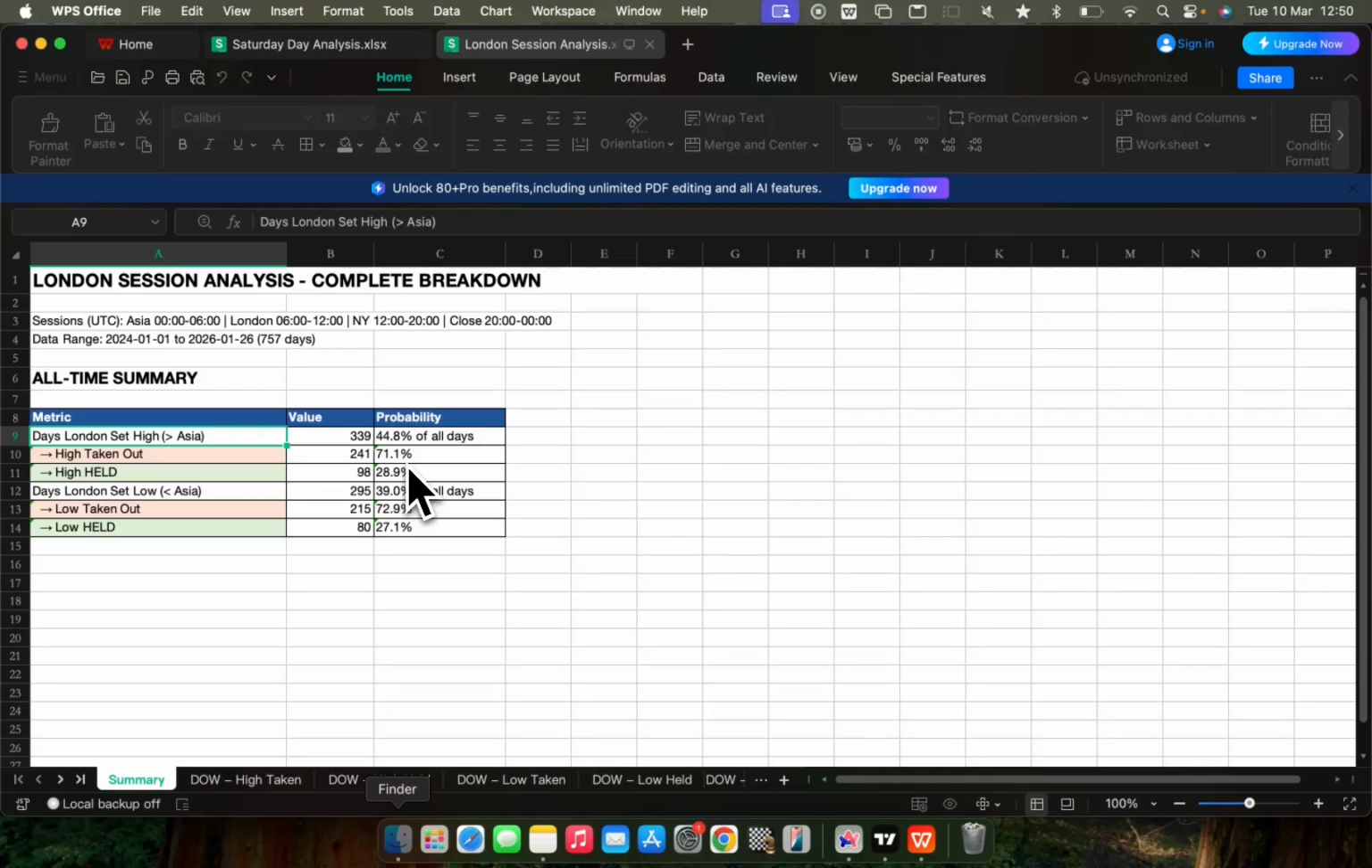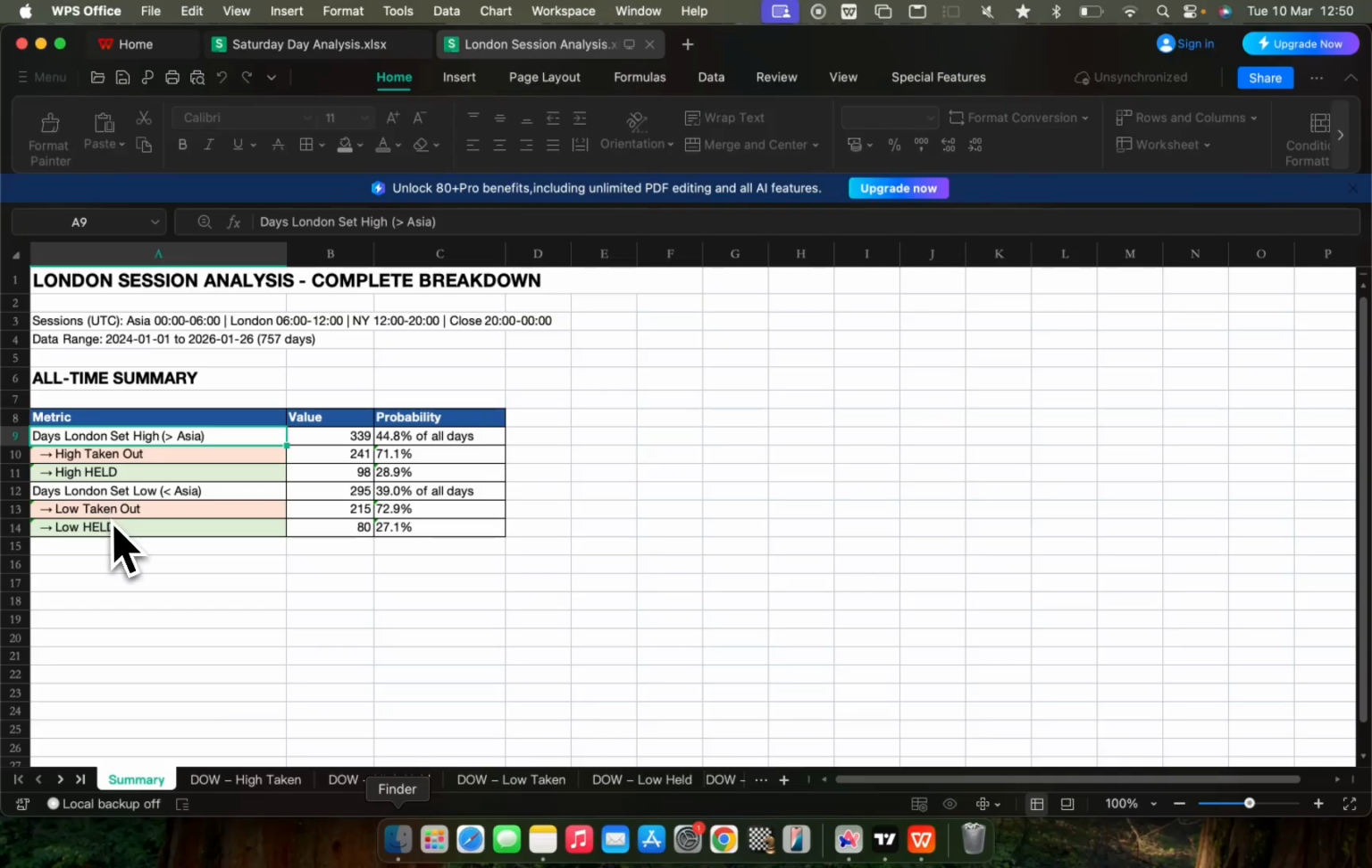You want to put your money on what is more likely to happen. So this is just probability. And we know that we have a higher percentage chance of betting that London high will be taken out by New York. Then days London set in daily low was 295 out of these 757 days. That is 39% of all days.